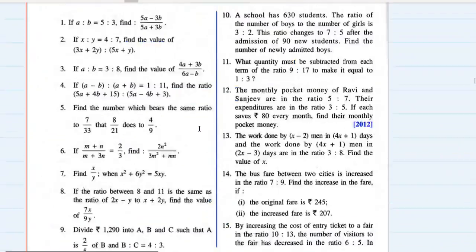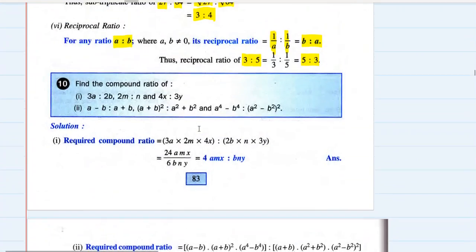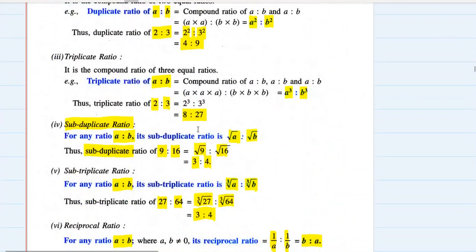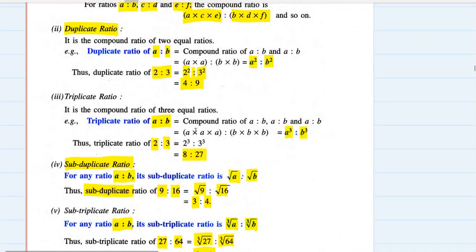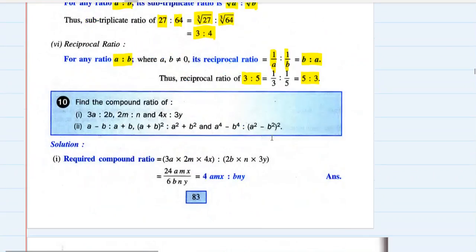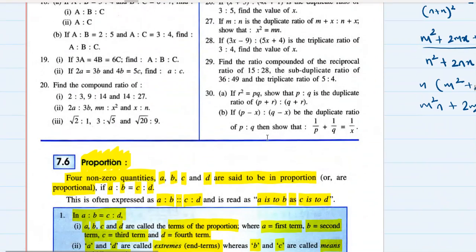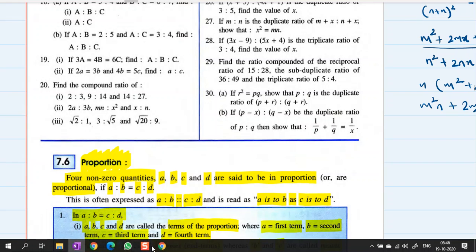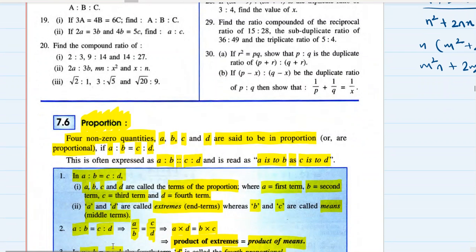Okay, compound ratio. Now I just want to go to this topic of composition of ratios. Compound ratio is basically a product of the first and the second terms of the respective ratios which we obtain. So what we have to compound? We have to compound the reciprocal ratio of 15 is to 28. Let me note it down.